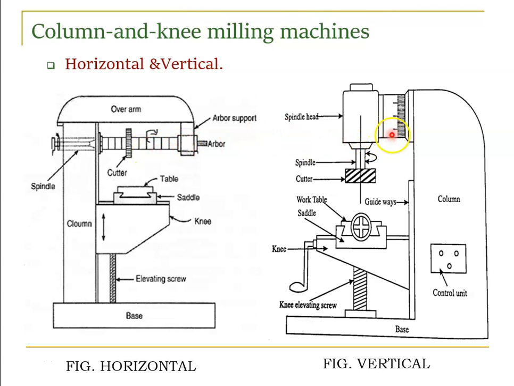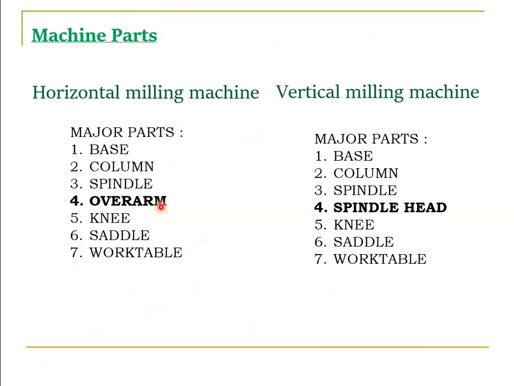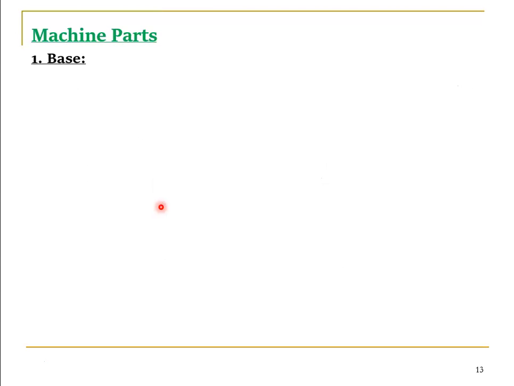But here, instead of an overarm, we have a spindle head and a spindle, and the cutter. Again the knee type: we have a knee, at the top of the knee a saddle for movement, and above that the table. So knee, saddle, table. Again the column supports the spindle and the knee supports the table. If you compare the horizontal and vertical milling machines, most parts are similar: base, column, spindle, knee, saddle and table. The difference is that the horizontal milling machine has an overarm, and the vertical milling machine has a spindle head. We are going to see them one by one.